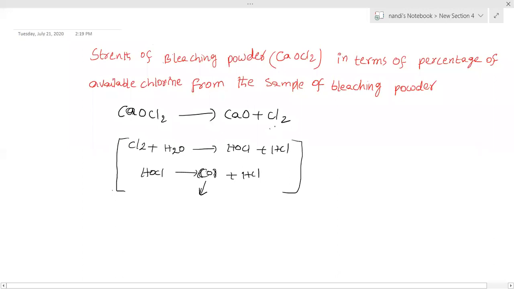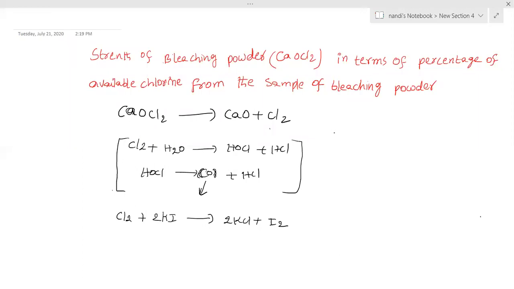After releasing chlorine directly, I can't measure chlorine. That chlorine is going to react with KI solution, or I minus. Suppose I'm using KI solution here: 2KI will give 2KCl plus I2. That germicide will be killed.